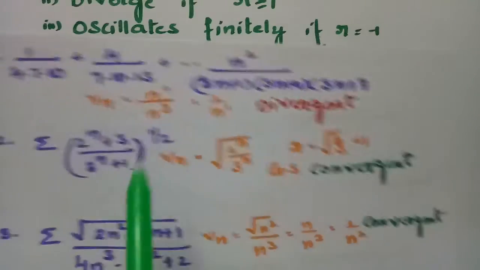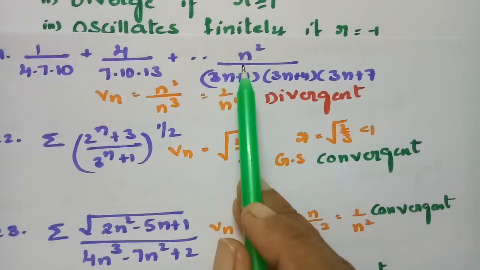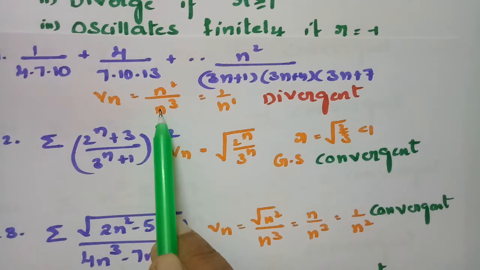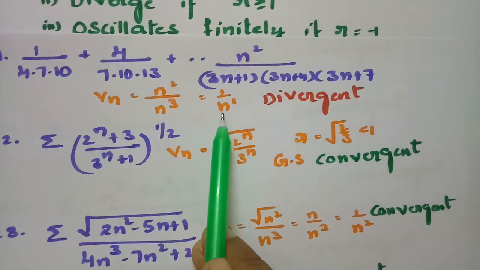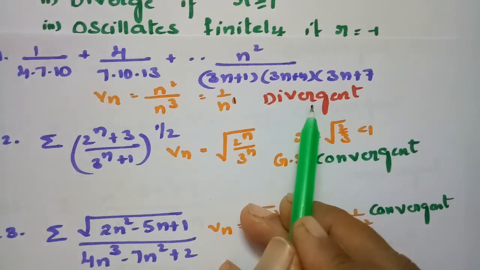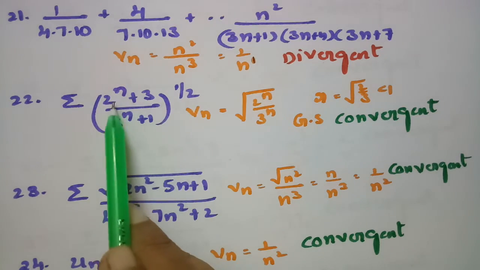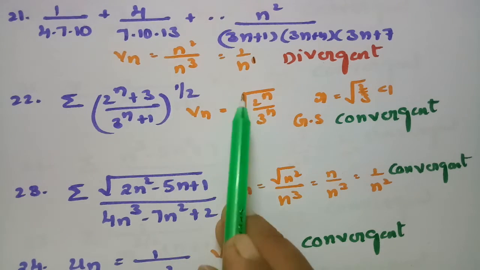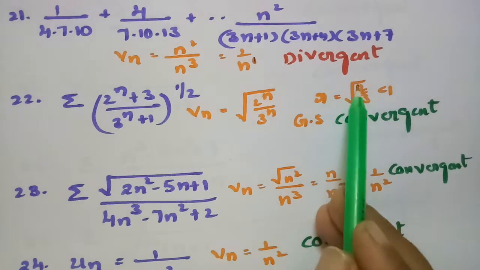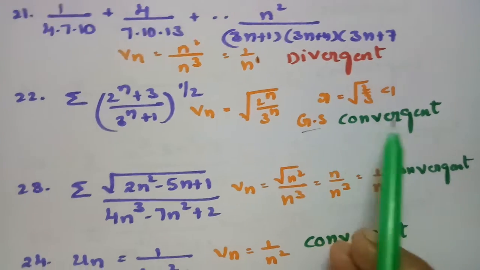And see here, this is the model, this is un. So vn we have to opt n square by, how many n's are there? n into n, n cube. So vn I have to take as 1 by n power 1. So this is 1. So we say that according to the p-test series, divergent. So here in this case, this is 2 power n, this is 3 power n. So r is equal to root over 2 by 3, it is less than 1. According to the geometrical series, it is convergent.